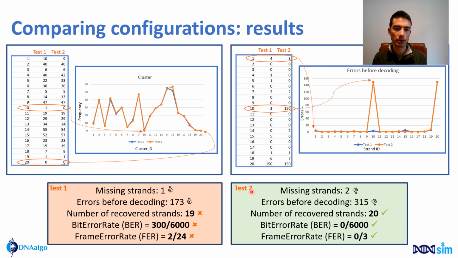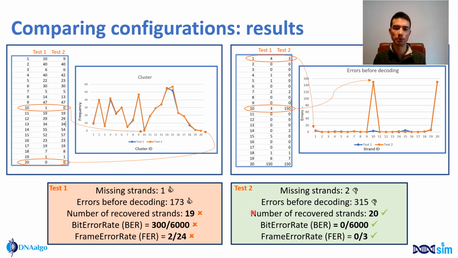So actually, one would expect that test 1 will perform a lot better than test 2. But in our configuration, we chose different ECC for the two tests. And in this case, it turns out that the ECC chosen for test 2 was a lot stronger than the one chosen for test 1. And so in the second case, we are able to recover all the strands, so 20 strands, while in the first case, we recovered only 19 strands out of 20.